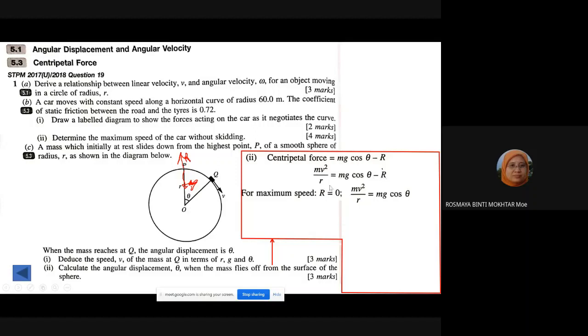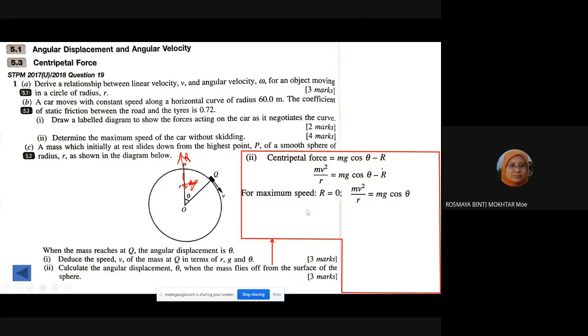If R is larger, it still manages to give the object, for the mass, to keep moving in a circular motion. So for maximum speed, R must be 0.